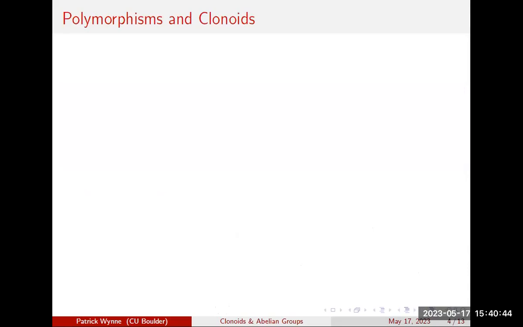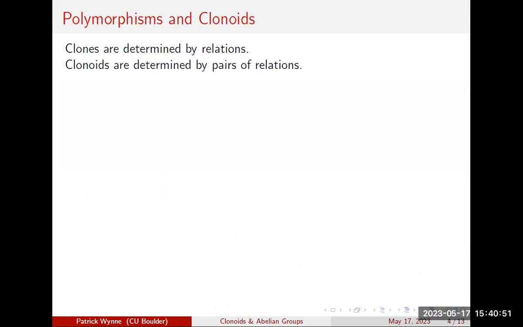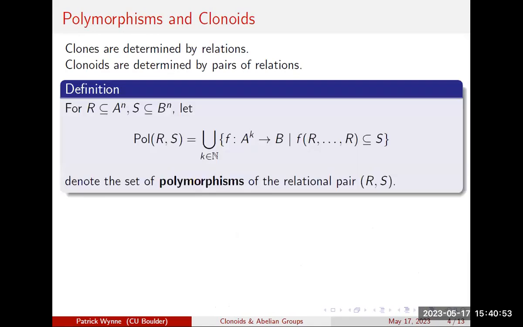Okay, so if you know about clones, then you know that these are determined by relations, and similarly, clonoids are determined by pairs of relations. So if we have a relation R, an n-ary relation on A, and S, an n-ary relation on B, then we denote by Pol(R,S) the set of polymorphisms of the relational pair R and S. So this is all the functions where if we map tuples of R, then the resulting tuple after we map into B is in the relation S.